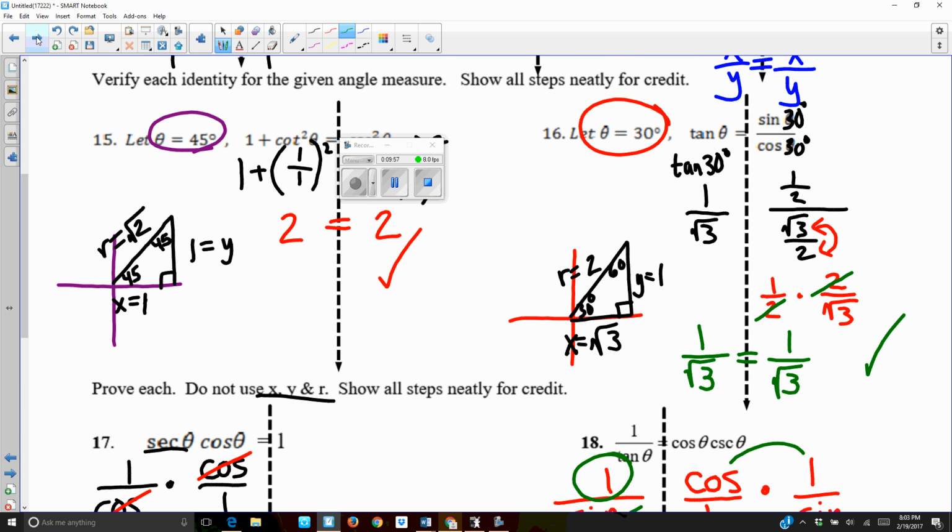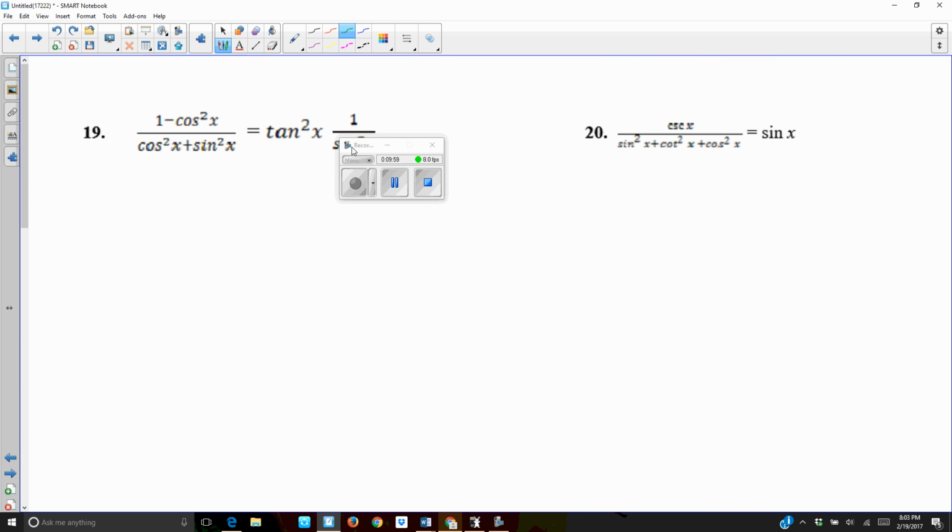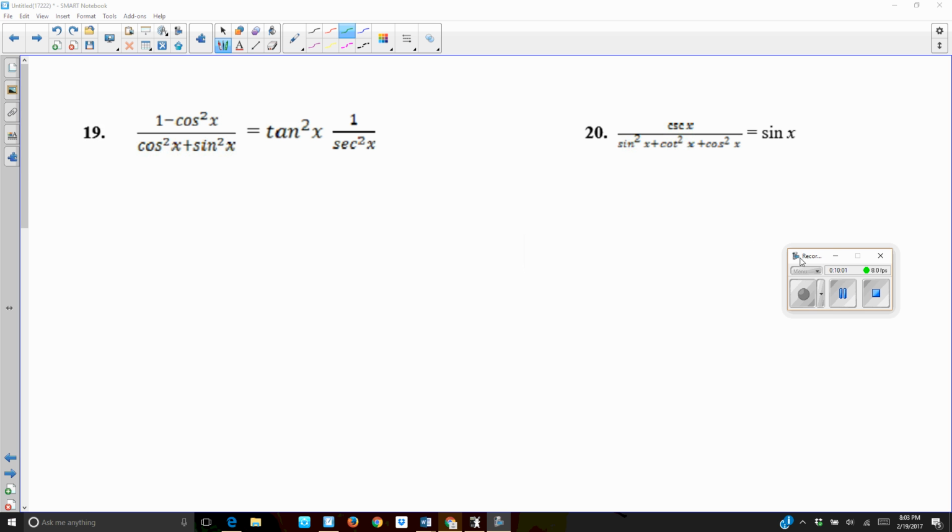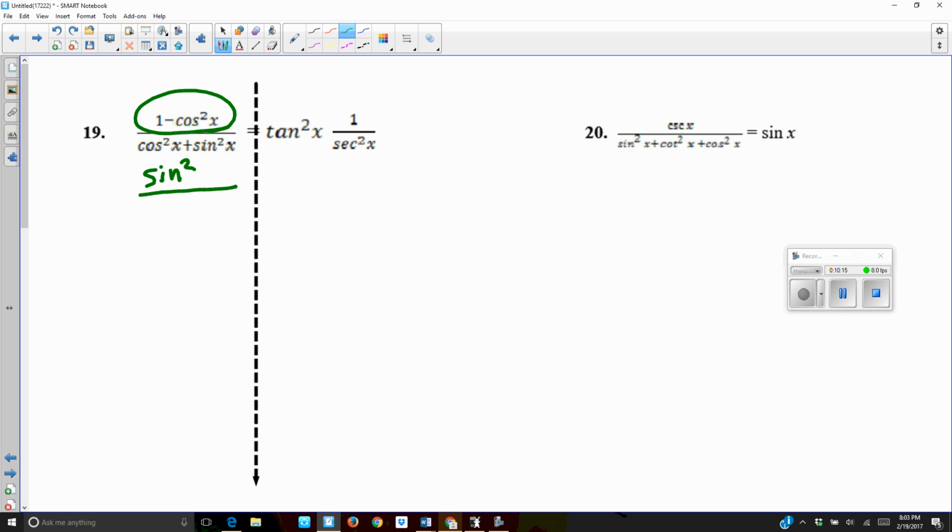All right, last few problems, 19 and 20. So number 19, remember 1 minus cosine squared, that's one of our Pythagorean identities. That's equivalent to sine squared. The bottom, cosine squared plus sine squared, is another Pythagorean identity, and that's just 1. Anything divided by 1 is just itself. So the left side simplifies pretty quickly to sine squared.